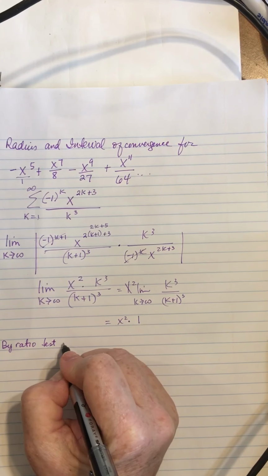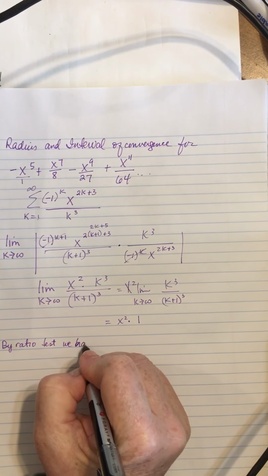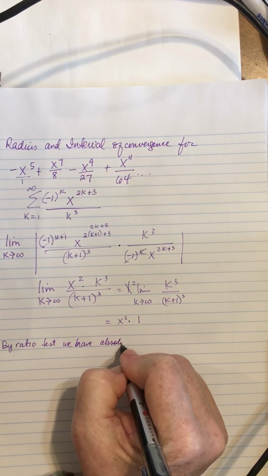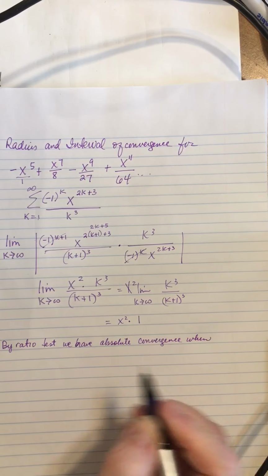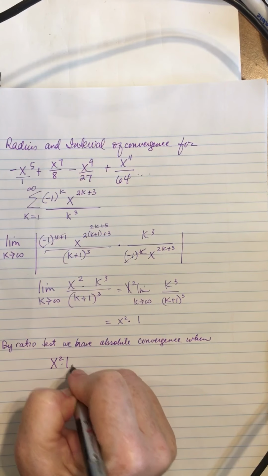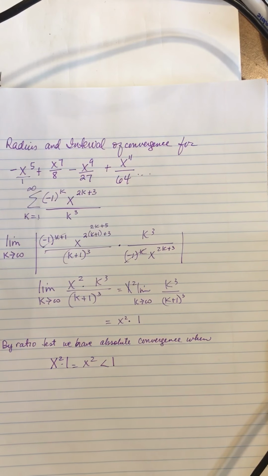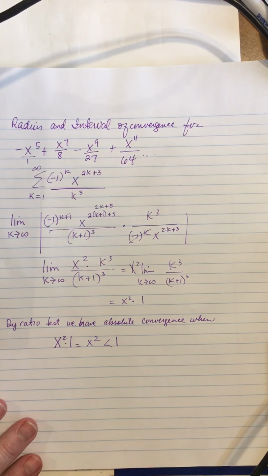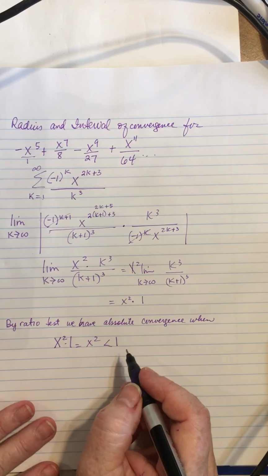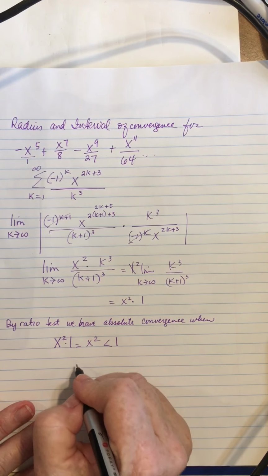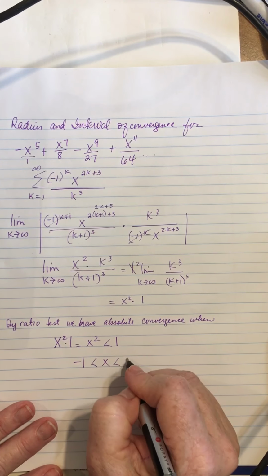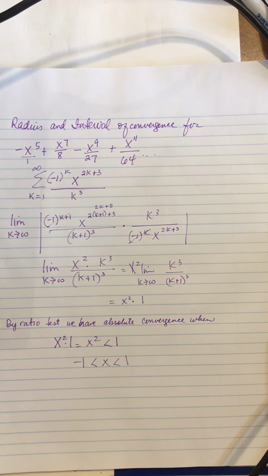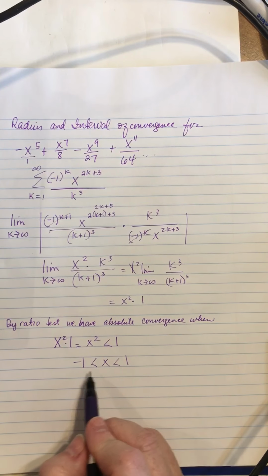So by the ratio test, we have absolute convergence when that limit is less than 1. Okay? Now, as an interval, x squared is less than 1 is going to be when negative 1 is less than x and x is less than 1. Excuse me.